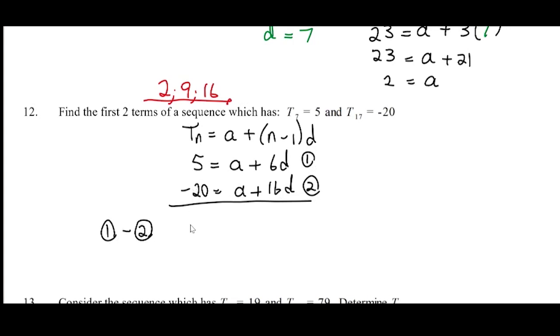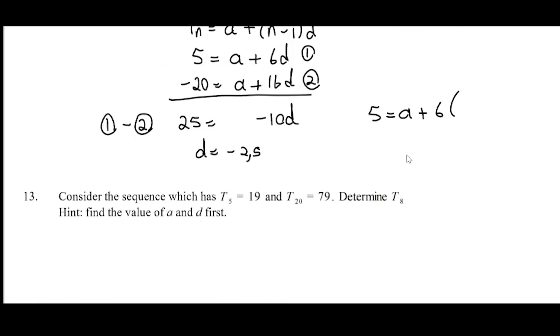5 minus minus 20 is actually 5 plus 20. It's 25. 6D minus 16D is minus 10D. What I'm going to get here is that D is 25 over negative 10. It's negative 2.5. I'm going to substitute that value in. So what it's going to look like is 5 equals A plus 6 lots of negative 2.5.